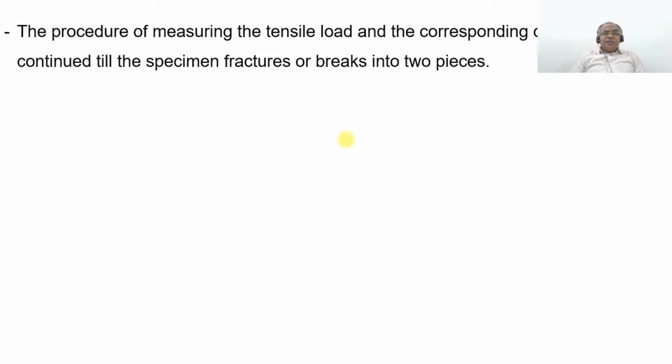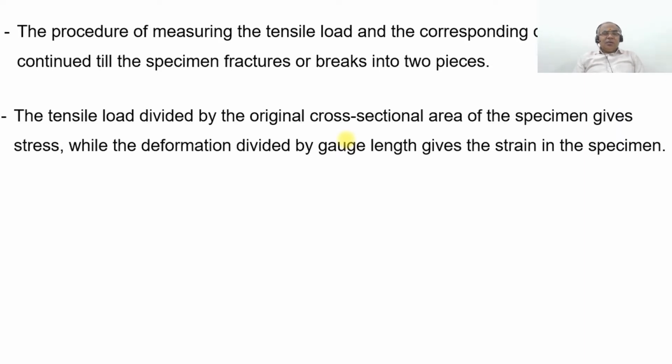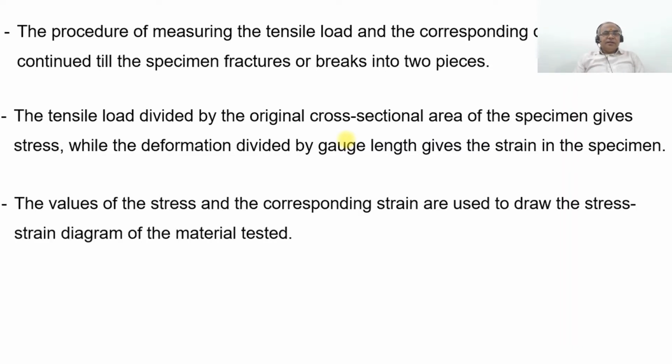The procedure for measuring the tensile load and the corresponding deformation is continued until the specimen fractures or breaks into two pieces. The tensile load divided by the original cross-sectional area of the specimen gives the stress, while the deformation divided by the gauge length gives the strain in the specimen. The values of stress and the corresponding strains are used to draw the stress-strain diagram of the material tested.